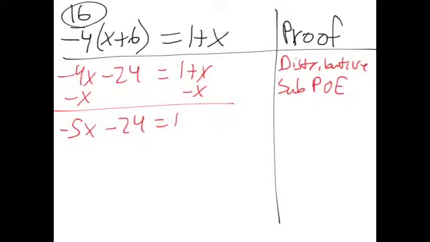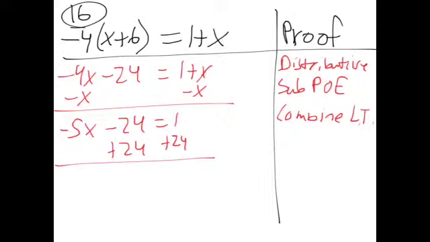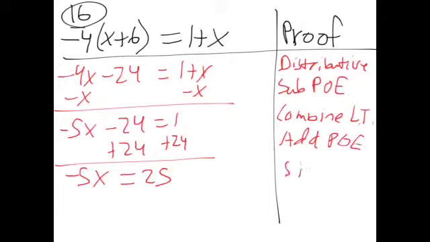And that was actually combined like terms because it was variables. And that's a huge difference. Alright, now I'm going to add 24 to both sides. Negative 5x on the left side. Right side is going to be 25. So what lets me do those next two steps is the addition property of equality. And then this one is simplifying.